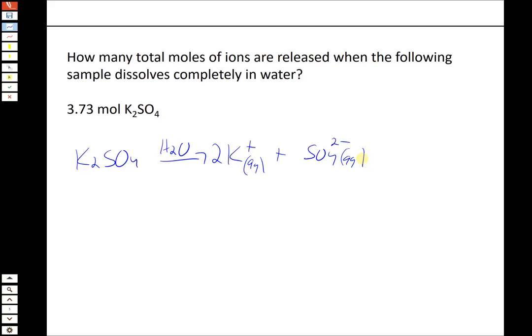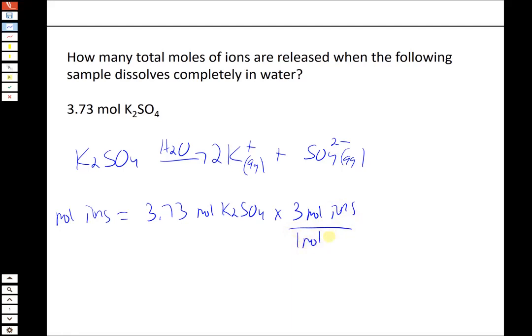And this time we're looking for total moles of ions. So when an ionic compound dissolves, it's going to form positive and negative ions in the solution. So if we're looking for the total moles of ions, this is going to be a simple calculation. We have 3.73 moles of K2SO4 dissolving. And when we look at what happens, we're going to form 2 moles of positive ions, 2 moles of potassium ions, and 1 mole of sulfate ions. So that's a total of 3 moles of ions, 2 K plus, 1 SO4 2 minus. So there's 3 total moles of ions per mole of potassium sulfate that we dissolve.